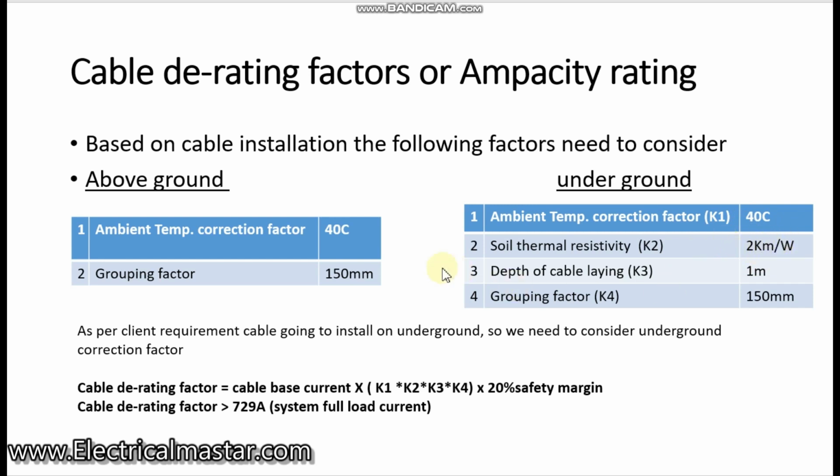And depth of cable laying: how much depth you are digging in the ground for installing that cable. As per the IEC standard, the minimum depth for a low voltage cable is 1 meter. And fourth is the grouping factor, same as I told, it's 150 mm.